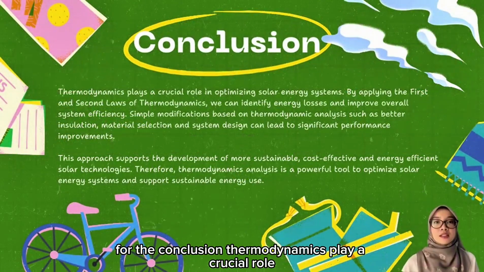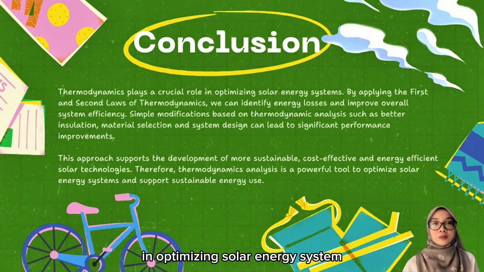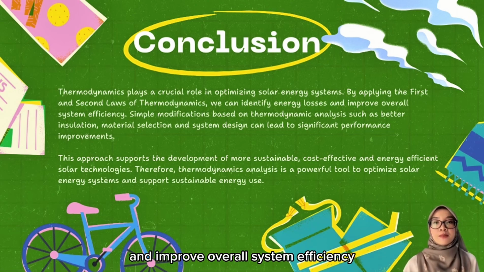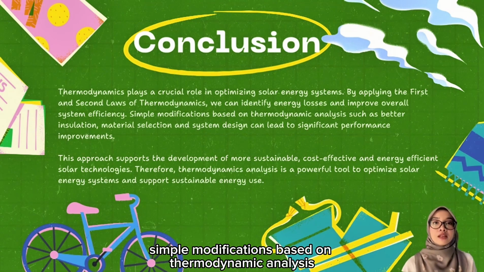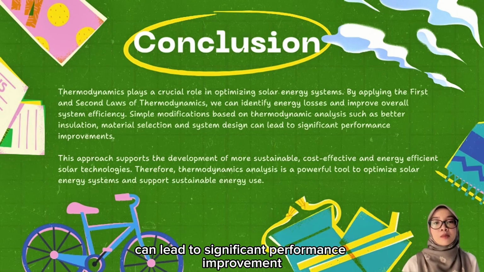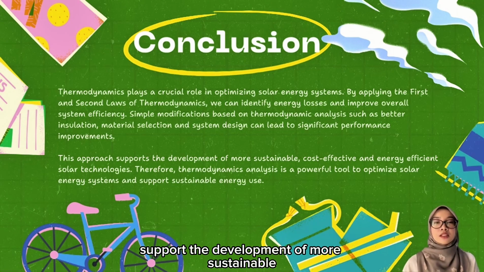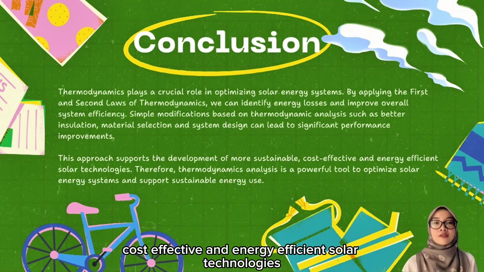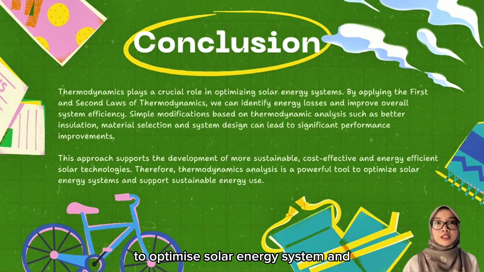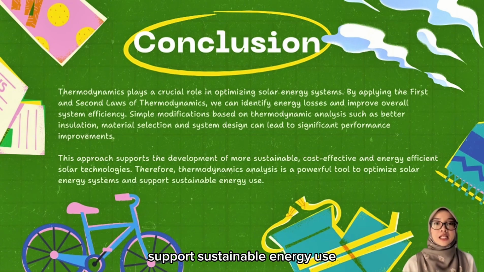For the conclusion, thermodynamics plays a crucial role in optimizing solar energy systems. By applying the first and second laws of thermodynamics, we can identify energy loss and improve overall system efficiency. Simple modifications based on thermodynamic analysis, such as better insulation, material selection, and system design, can lead to significant performance improvements. This approach supports the development of more sustainable, cost-effective, and energy-efficient solar technologies. Therefore, thermodynamic analysis is a powerful tool to optimize solar energy systems and support sustainable energy use.